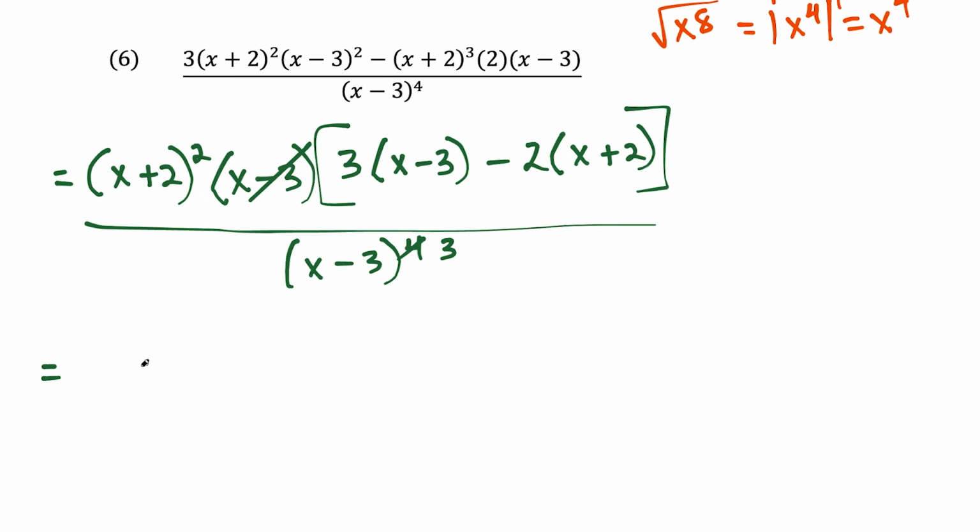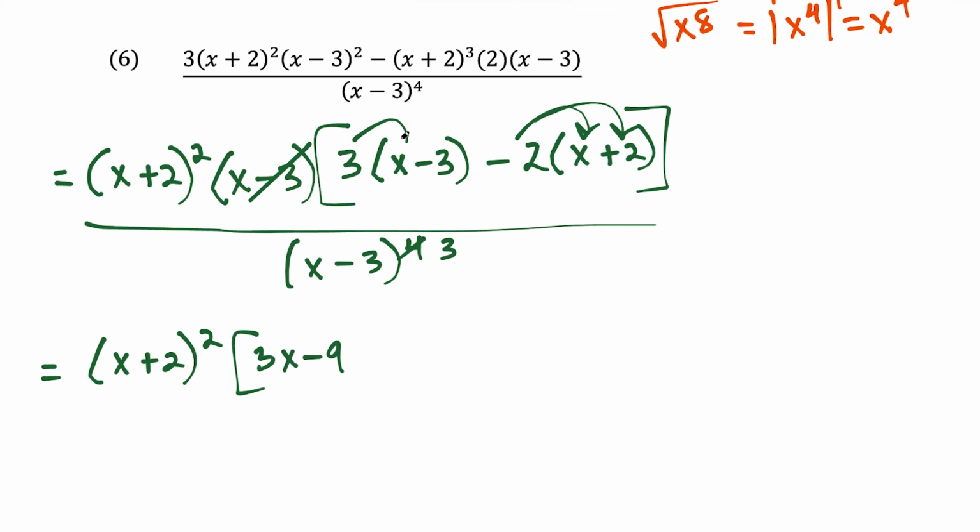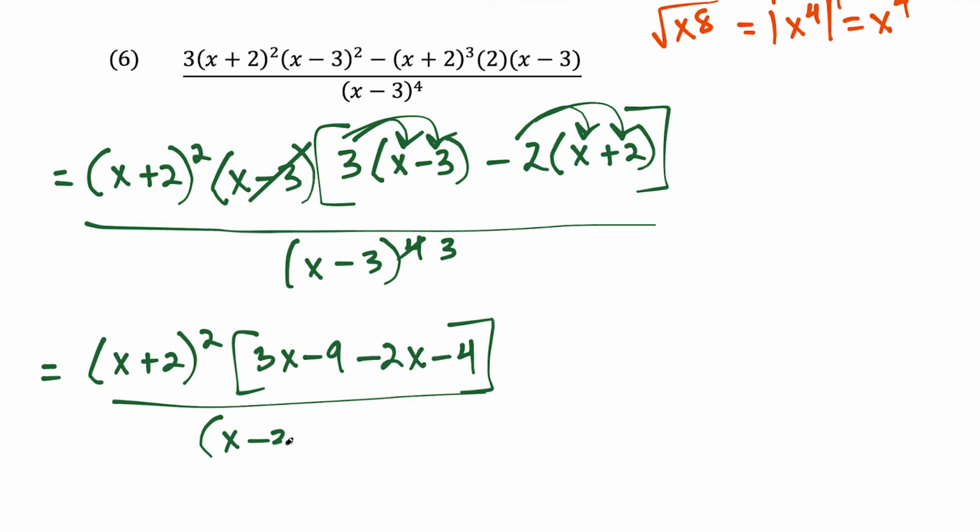So now, let's see what we have. We have x plus 2 to the second power. And in the brackets here, if I distribute, we're going to have 3x minus 9. And then I have to distribute a minus 2. Here, I'm not going to run into as much trouble. But here, if I forget to send the negative through, it's going to throw the whole answer off. So we have minus 2x and then minus 4. And this is all over x minus 3 to the third power.